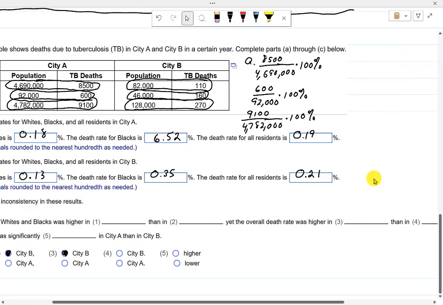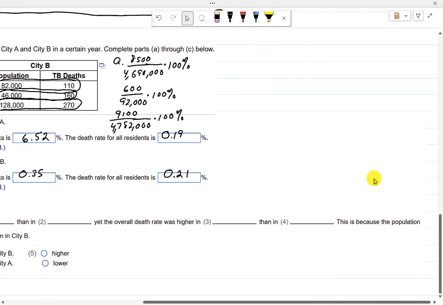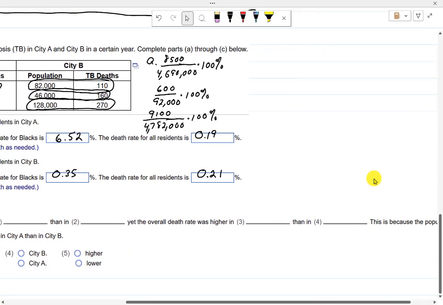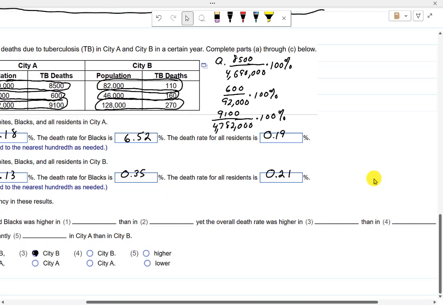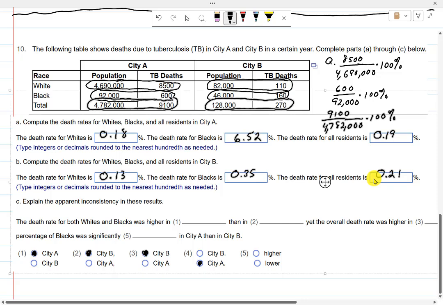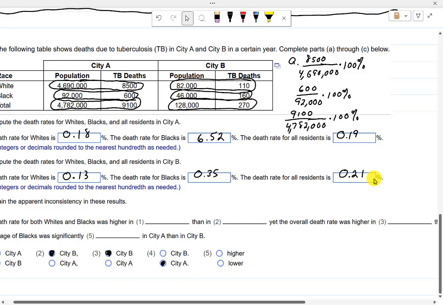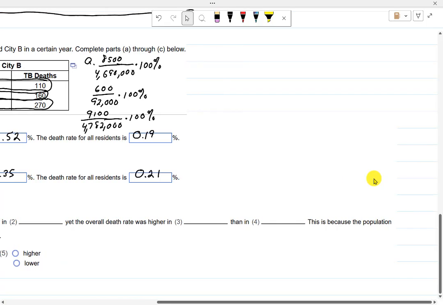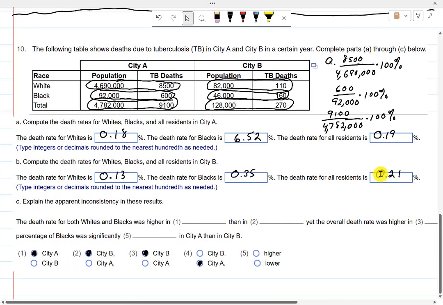Let me pull this over to make sure, because I ran off the page. So yet the overall death rate was higher in City B than in City A. And now let's answer the last question. This is because the population percentage of blacks was significantly blank in City A than in City B. The percentage of black residents was much lower in City A than it was in City B.